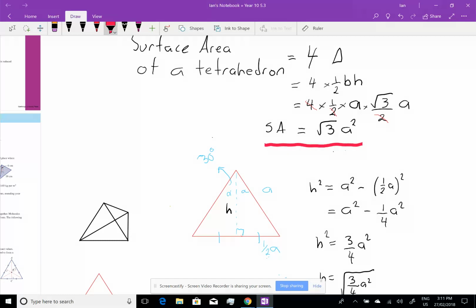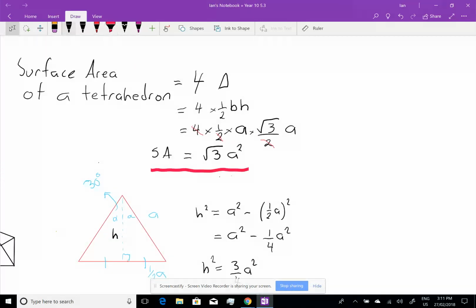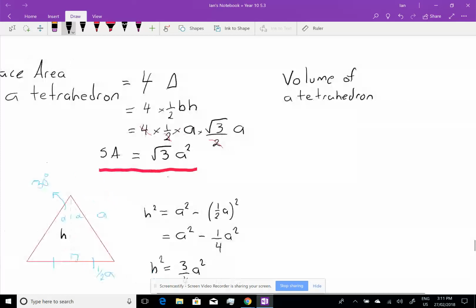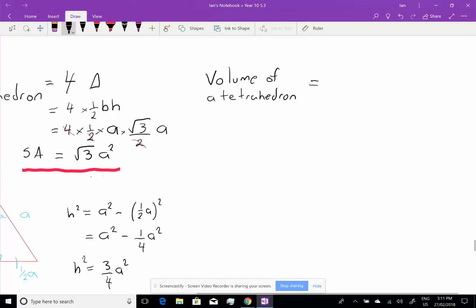Fantastic. What about the volume? This is the one where I messed up today. I only messed up in one part. The volume of a tetrahedron. Well, we're lucky. We know it's a pyramid, so it's a third the area of the base times the height. Now I'm going to use a different letter for the height here. I'm going to use a capital H so I don't get confused.